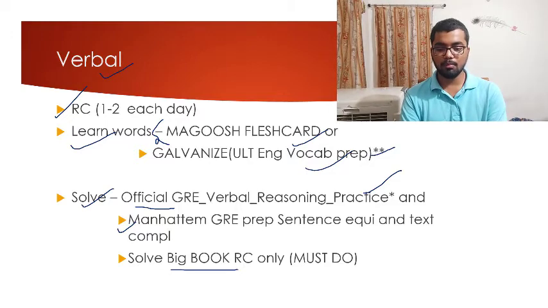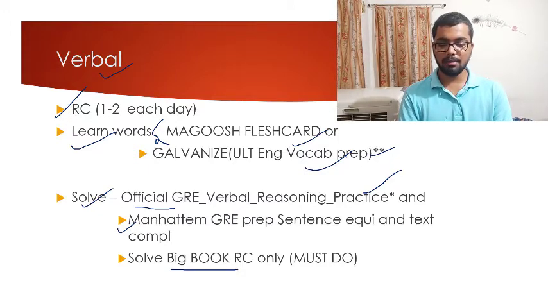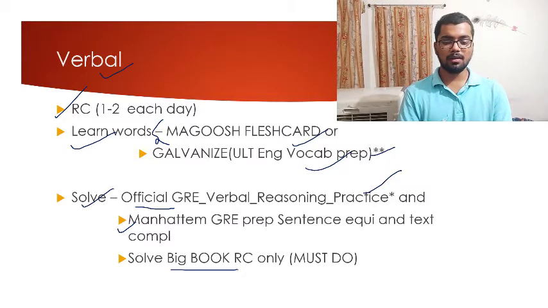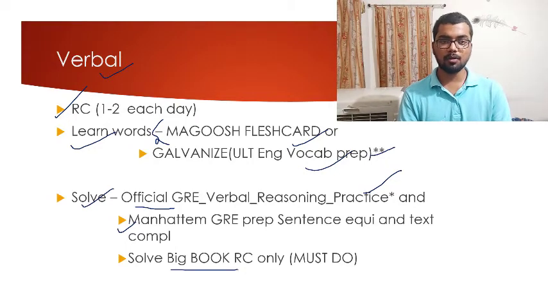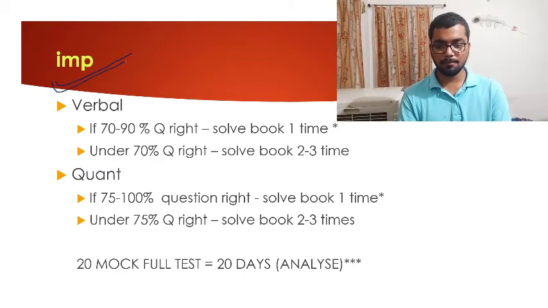And after solving the above books, solve the big book. I recommend solving the big book only for RC. Don't go with other questions because they are not relevant to the current pattern. The big book RC is, I think, much the same as the real GRE exam, and most of the paragraphs can be repeated. Yeah, this is for the verbal, and it is a very important point.